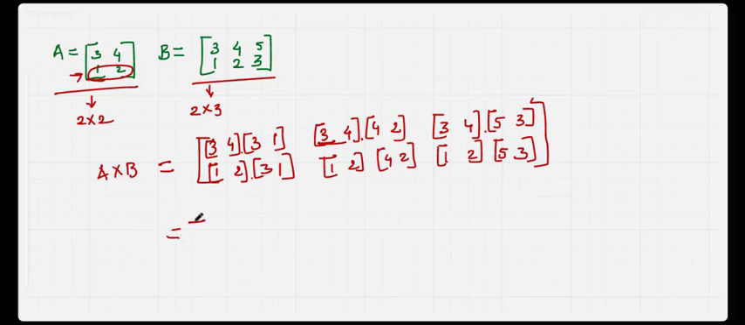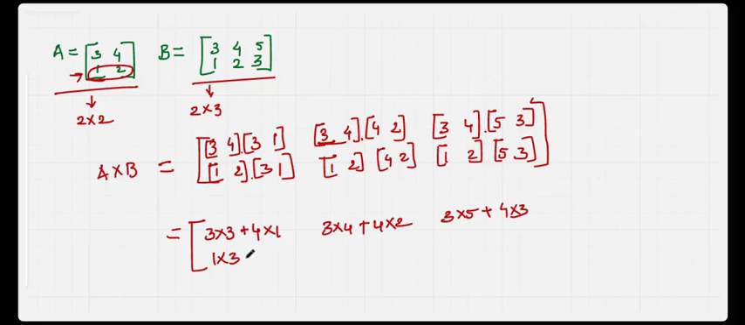Now let's do the dot product. How do we do the dot product? Take the first element from this vector and the first element from this vector, 1D vectors, and multiply. So 3 cross 3 plus 4 cross 1. For this it will be 3 cross 4 plus 4 cross 2. For this it will be 3 cross 5 plus 4 cross 3. Now next, this will be 1 cross 3 plus 2 cross 1. This will be 1 cross 4 plus 2 cross 2. And here we'll get 1 cross 5 plus 2 cross 3.